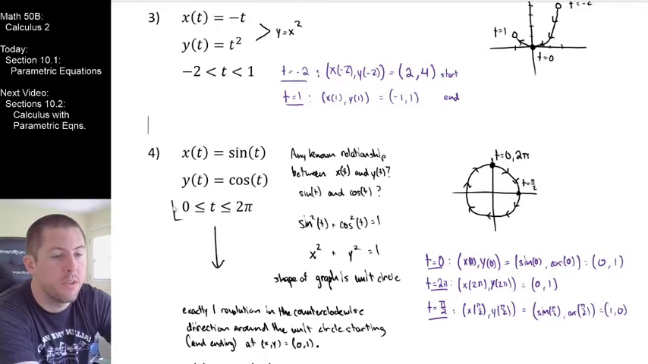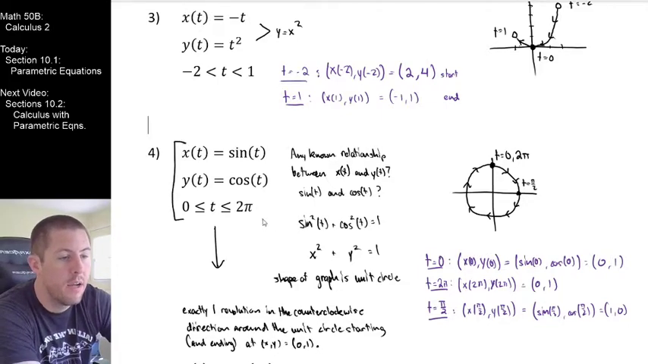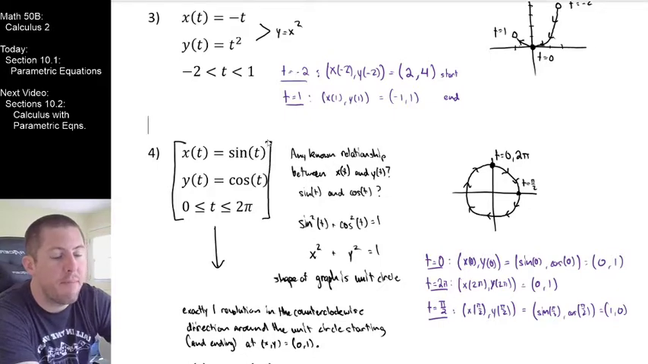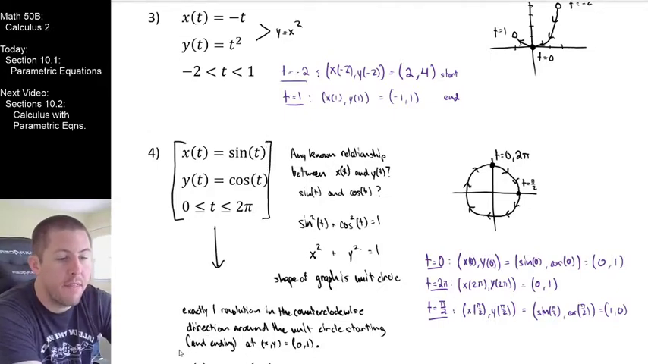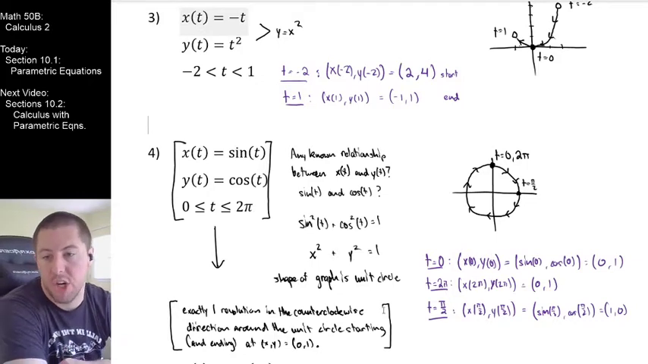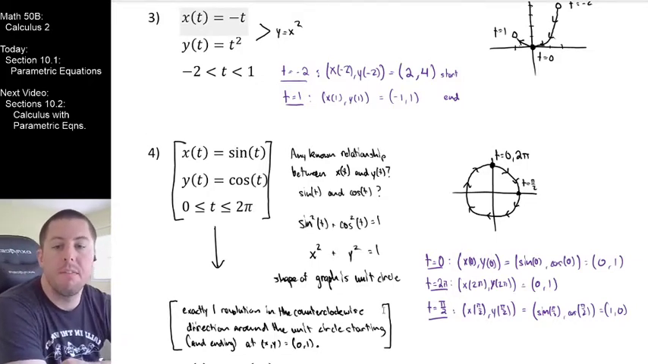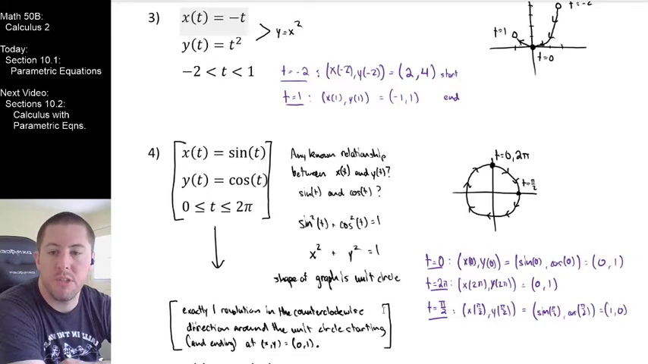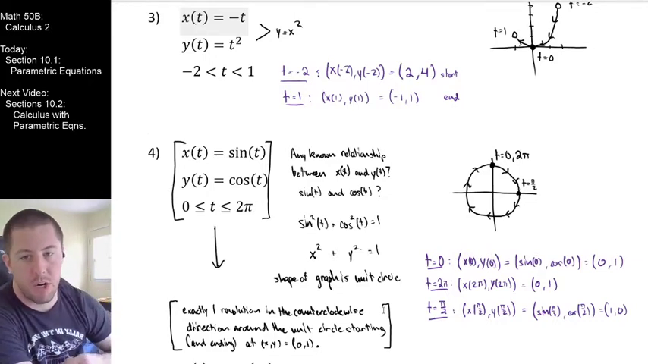So this is my full description of what I'm seeing right here. Notice that I gave the shape of the graph. I gave the direction of motion. I gave the starting and ending location. I gave the total amount of travel that occurred, right? All of these things are relevant descriptions overall to this parametric equation right here.